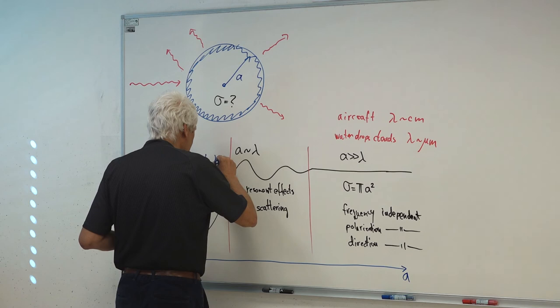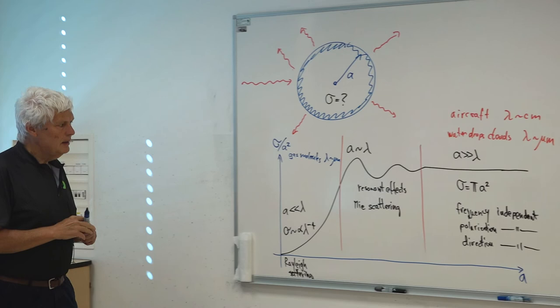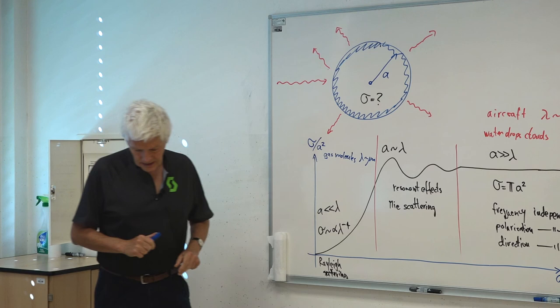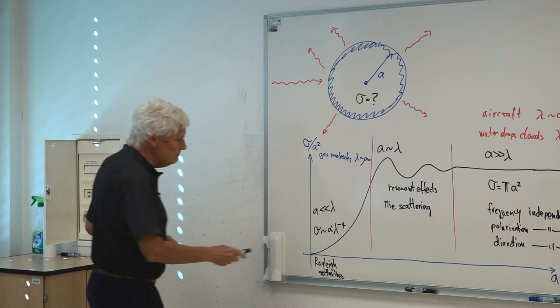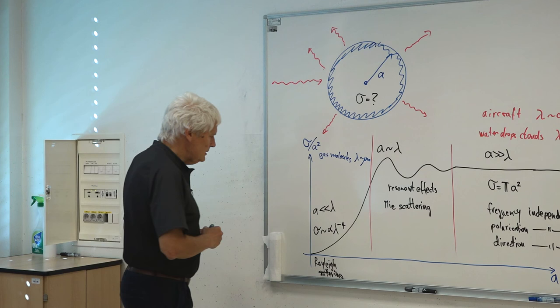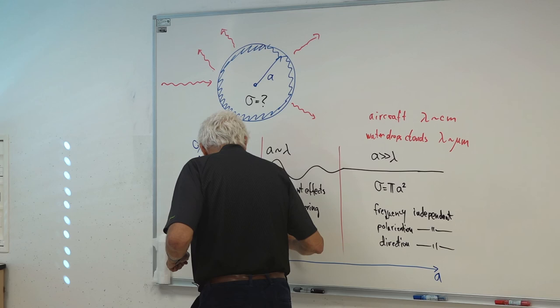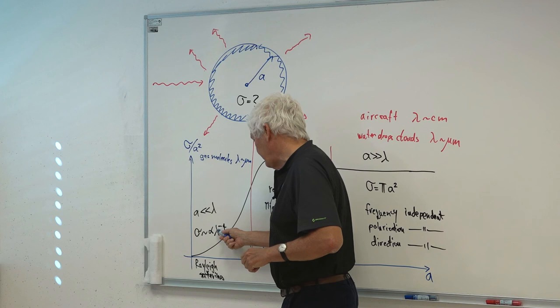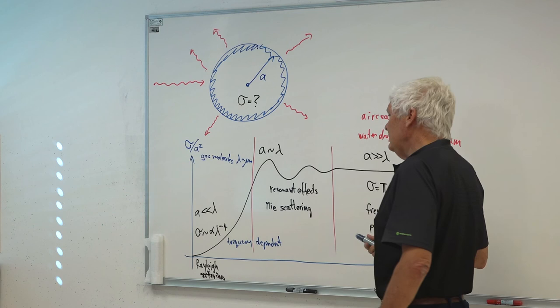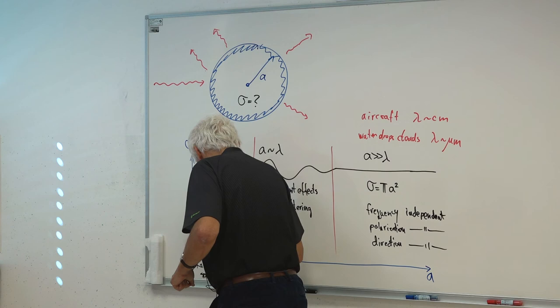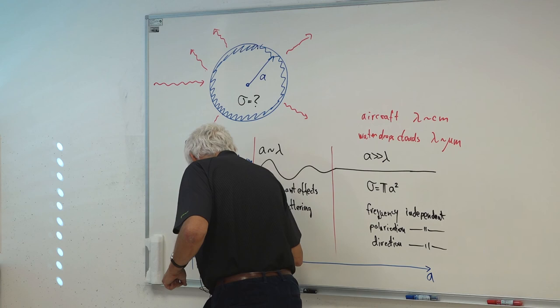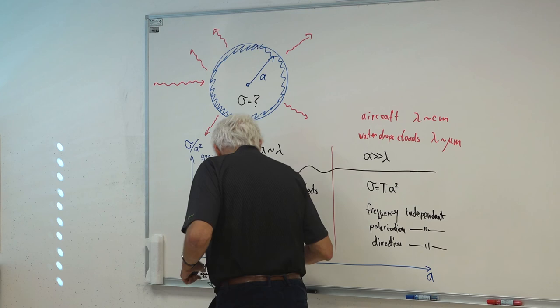Gas molecules for visible light, for lambda in the micrometer region. So reflection from gas molecules follows the Rayleigh scattering law, and it is frequency dependent. It grows with frequency to the fourth power. So lambda to the minus four is frequency to the fourth power. It is polarization dependent, and direction dependent also. We shall analyze soon how this happens.